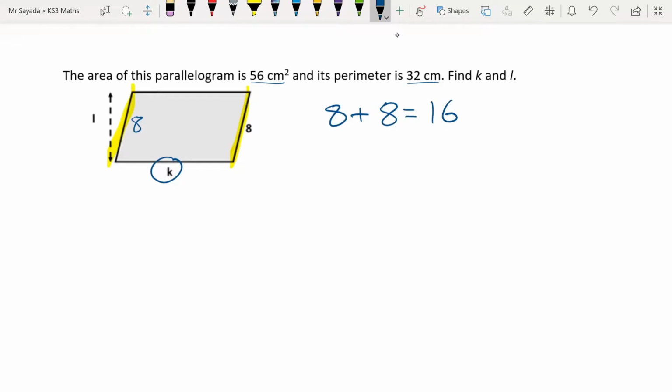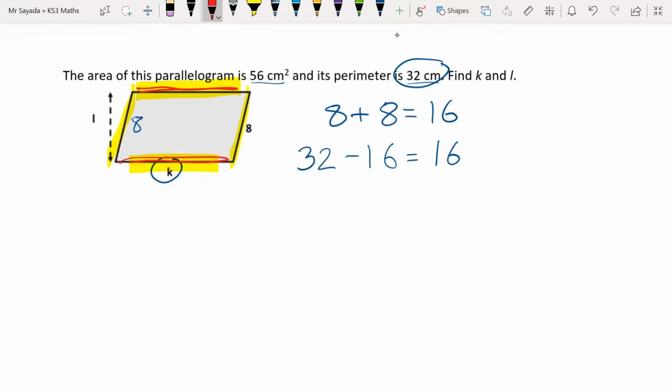Now, if those two sides add up to 16 and the perimeter is 32, what must the other two sides add up to? Say your answer to the video now. Well, if the two sides that we know add up to 16 and the perimeter is 32, then the sides that we're left with must be 32 minus 16, which is 16. So those two sides, the one at the top and the one at the bottom, must add up to 16.